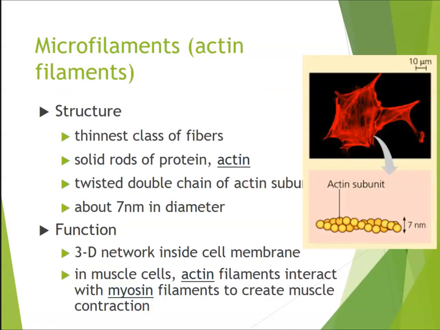Microfilaments are the thinnest of them. Okay? They are tiny, right? Micro means small. So microfilaments are very, very small structures, and they are a solid rod of a protein called actin. 2 of them are twisted together. They provide this 3D network inside of the cell membrane, and they interact with muscles to create muscle contraction.